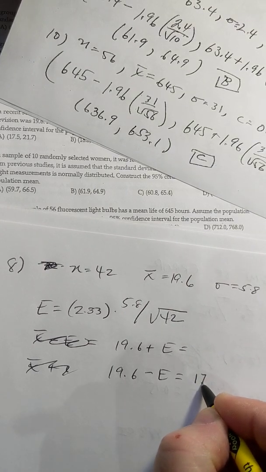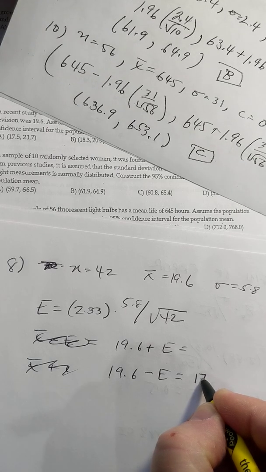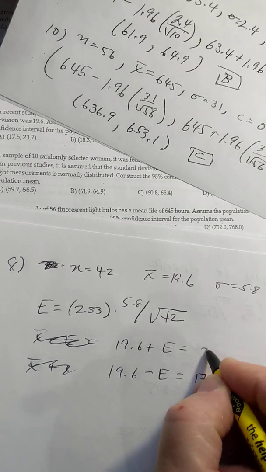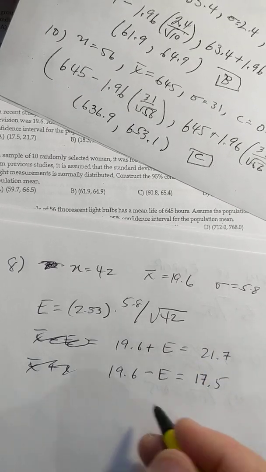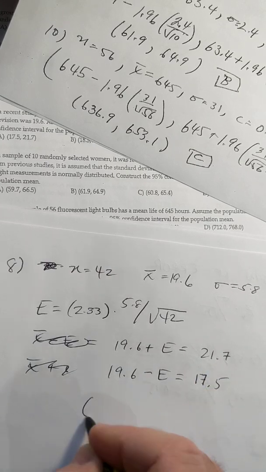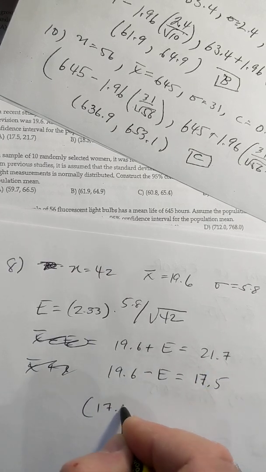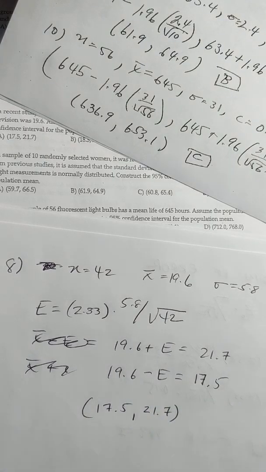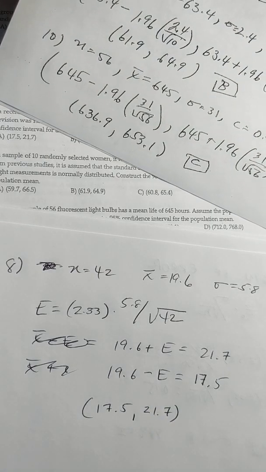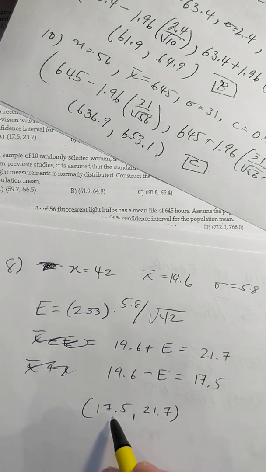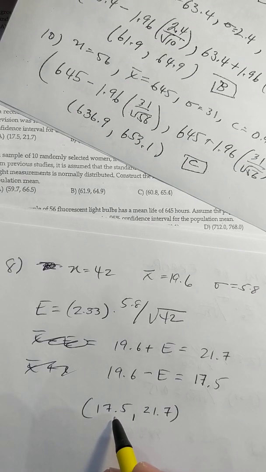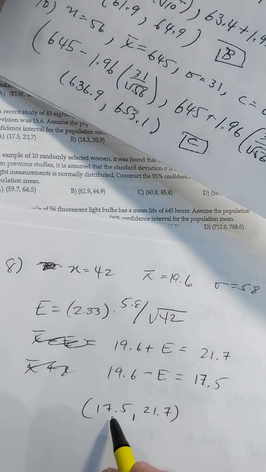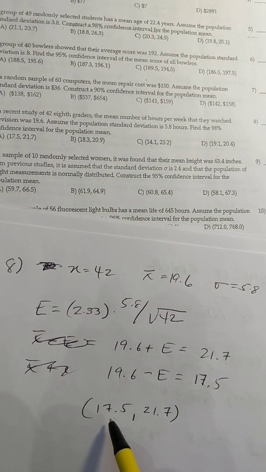17.5 and 21.7. And this is written, I kind of got a reverse order here, but the way they are going to write them is with the small number first and then the large number. So we're saying that we are 98% sure that the true mean falls between 17.5, is it hours? Yes, hours per week, and 21.7 hours per week.